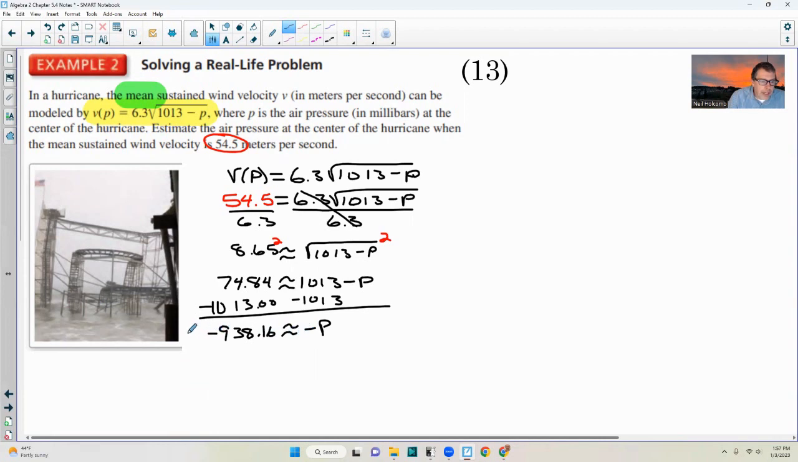And since they're both negatives, if you multiply this whole thing by -1, you're going to get 938.16 is approximately p. Okay, so I just multiplied everything by -1 to get the opposite. And the air pressure at the center of the hurricane is about 938 millibars. And that is how you use this in a real world scenario using kind of physics, if you will.